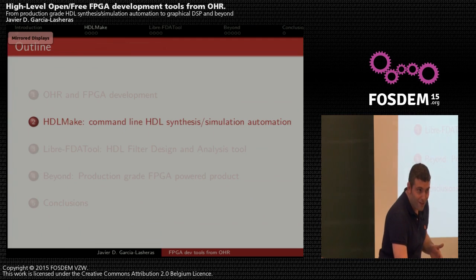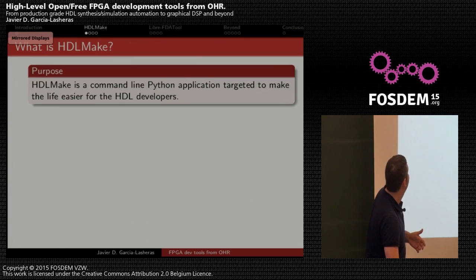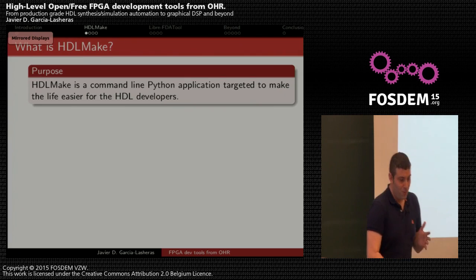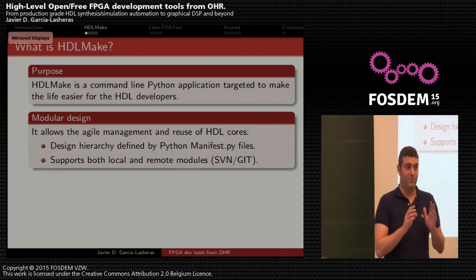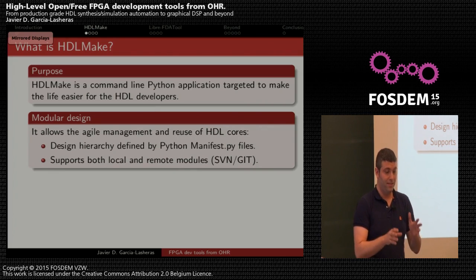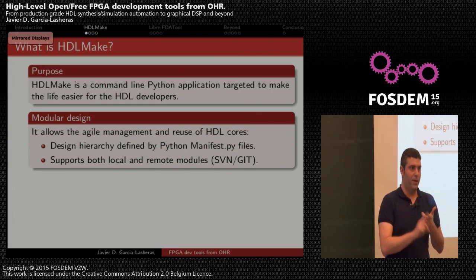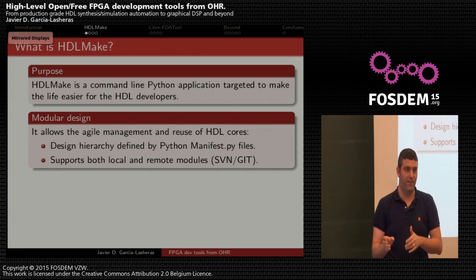Now we can go to the first tool, maybe the most important one, and it's HDL Make. The main purpose of HDL Make is to be a command line Python application that is targeted to make life easier for HDL developers. What does it mean? First, it is very focused on a modular design, so that it allows agile management and reuse of HDL cores. So you can define the whole design hierarchy by using very simple Python manifest.py files.